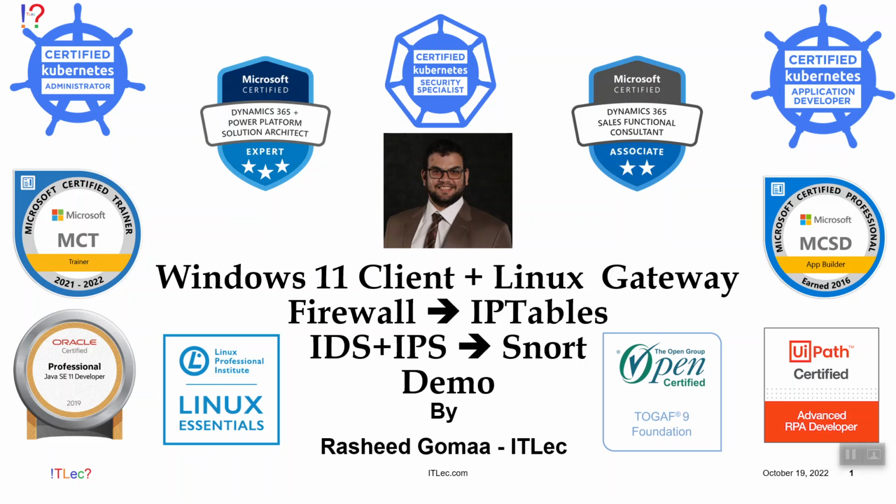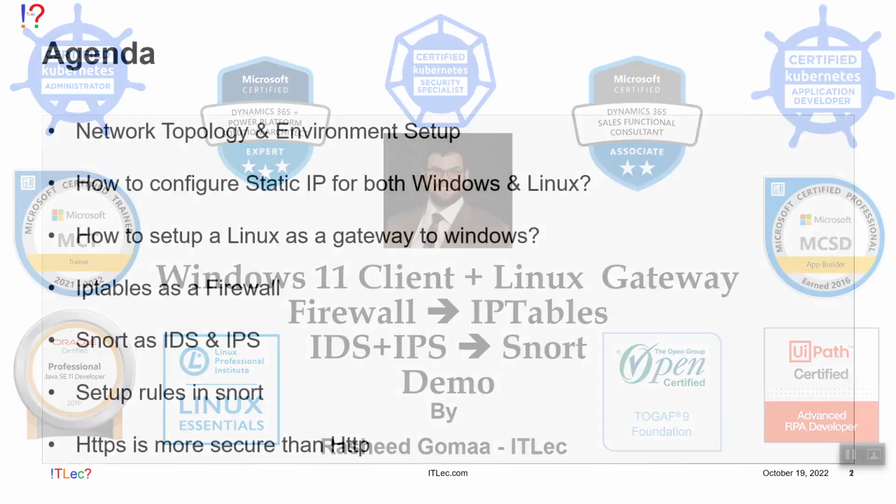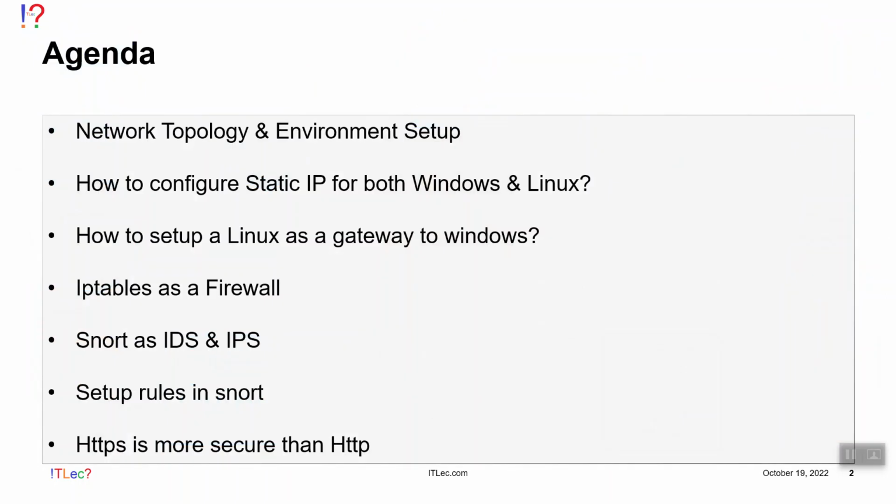Today I'll show you how to use Linux as a gateway and to configure this gateway for a Windows 11 client. We will also set up the built-in firewall IP tables in Linux and set up Snort. We'll use it as intrusion detection and intrusion prevention. So let's see our agenda.